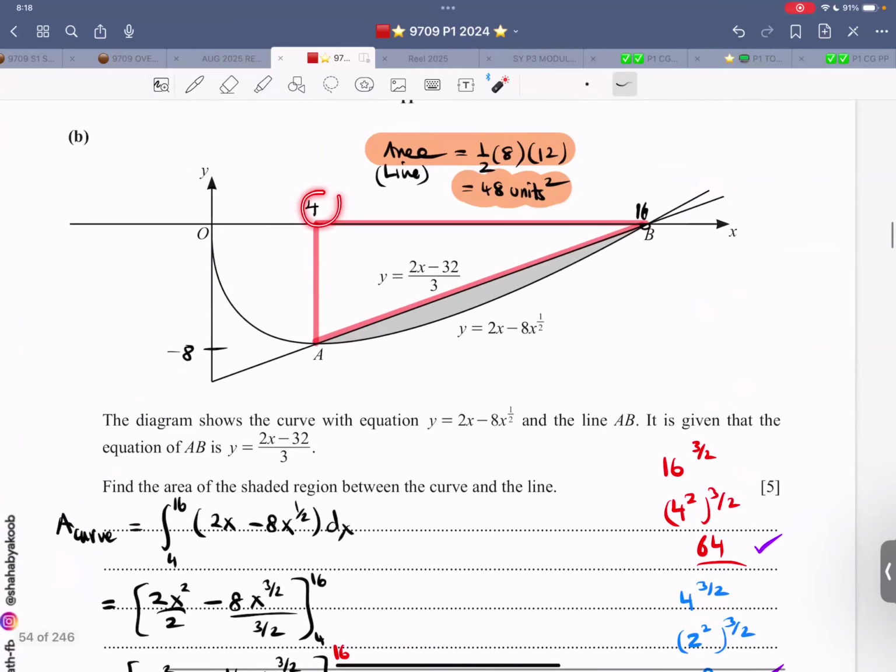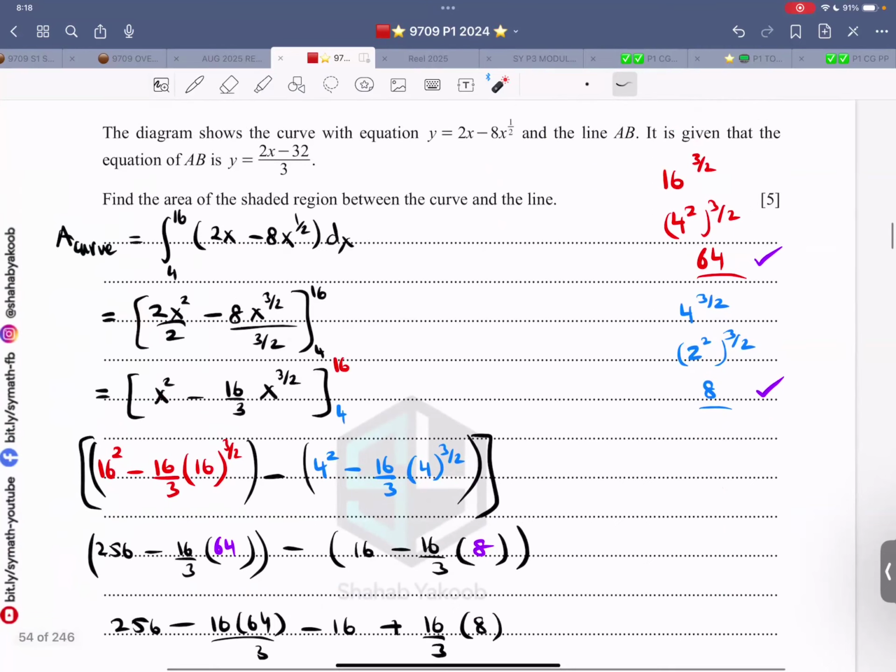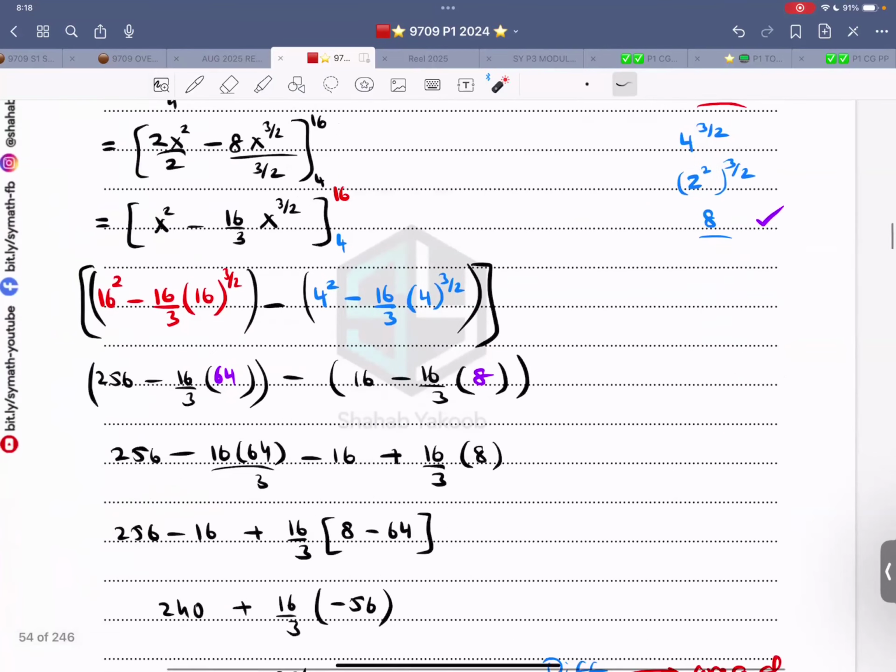Area under the curve is between 4 and 16. So this is simple integration. You plug in 4 and 16. You should know indices. 16 raised to power of 3 over 2 is 4 squared raised to power of 3 over 2. The 2s cancel. 4 cubed is 64. 4 raised to power of 3 over 2 is 2 squared raised to power of 3 over 2. 2 cubed comes out to be 8.